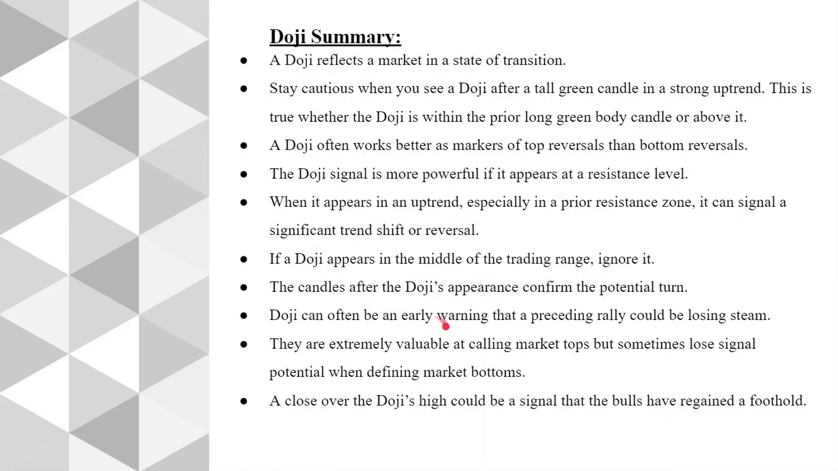The candles after the doji's appearance confirm the potential turn. Doji can often be an early warning that a preceding rally could be losing steam. They are extremely valuable at calling market tops, but sometimes lose signal potential when defining market bottoms, and a close over the doji's high could be a signal that the bulls have regained a foothold.